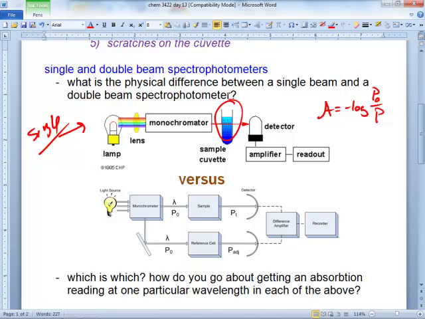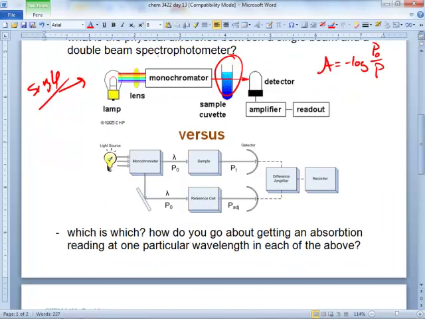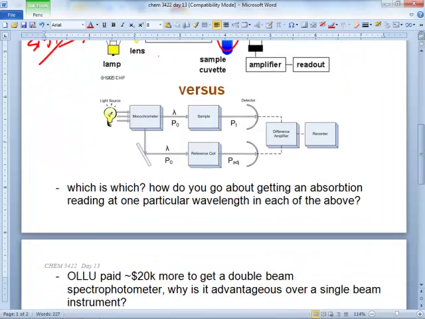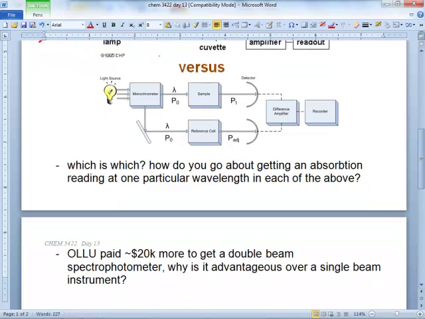So the double beam is doing what simultaneously? It's reading both, P0 and P simultaneously. It's reading the transmitted and the incident simultaneously. Let's actually see if it is before or after the sample. Oh, it is before.